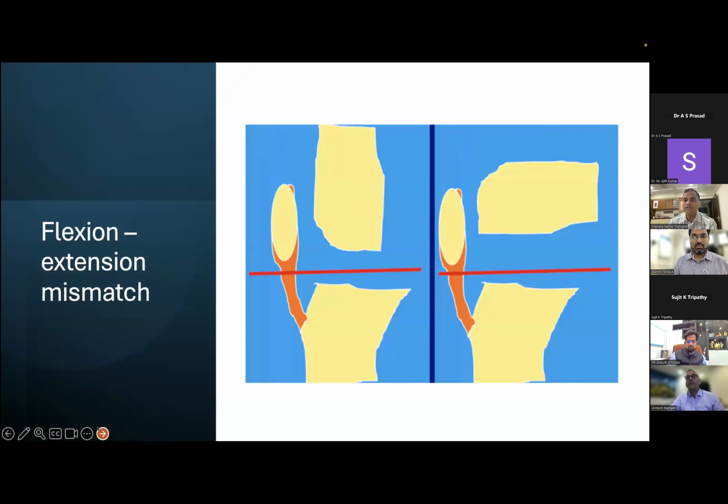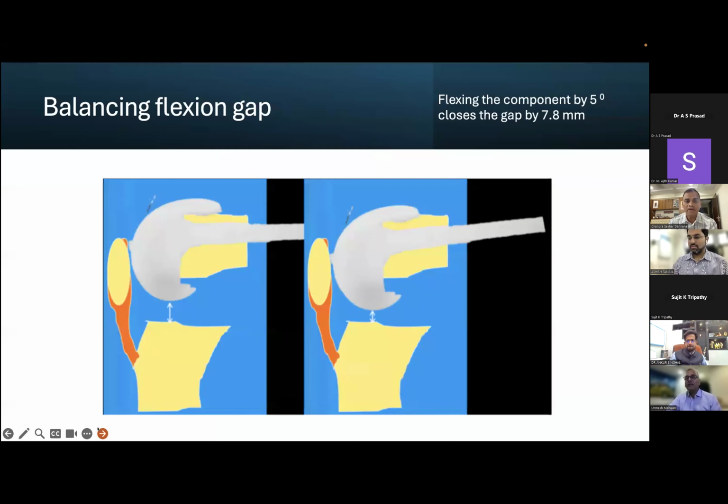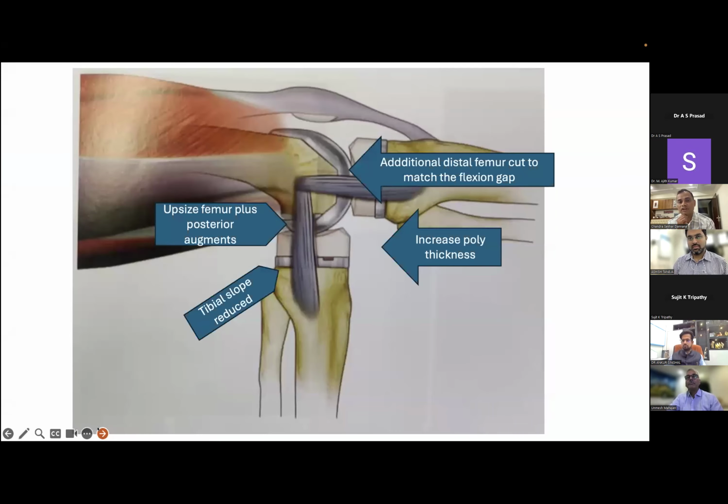So most of the revision scenarios pose with flexion extension mismatch, and typically the flexion gap is much more than the extension gap. One way you can balance the flexion gap is to flex the femoral component. It's been shown that by flexing the femoral component by about 5 degrees, it will close the gap by around 7.8 mm. There are other methods to close the flexion gap.